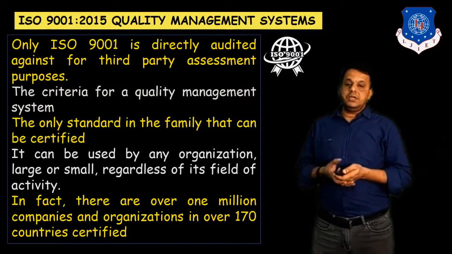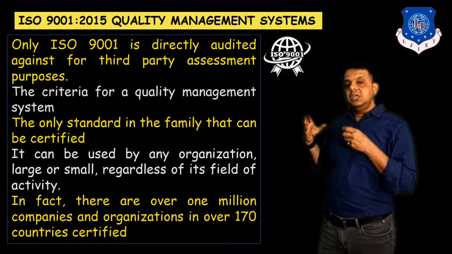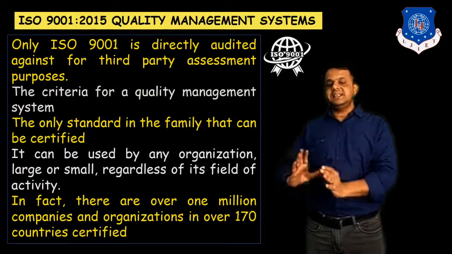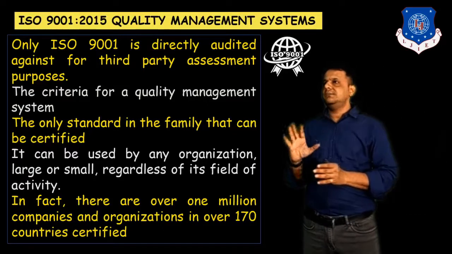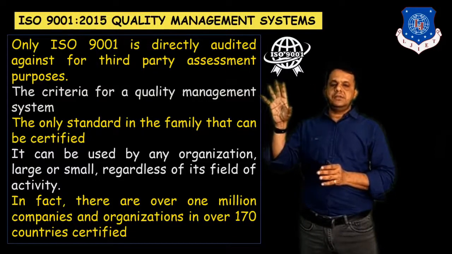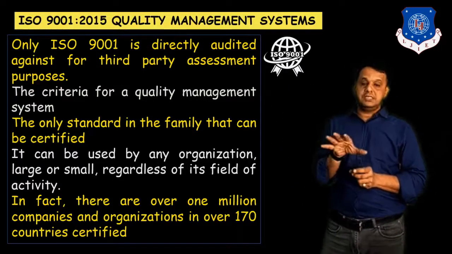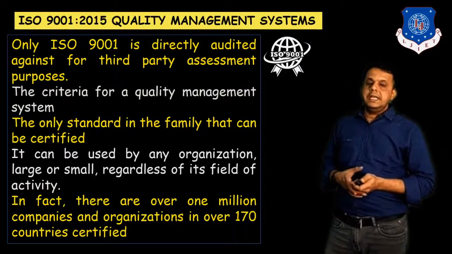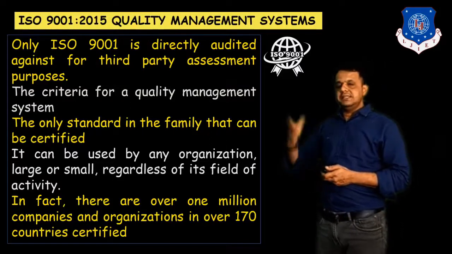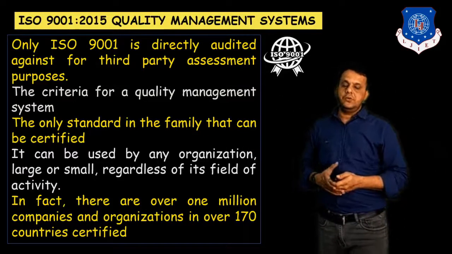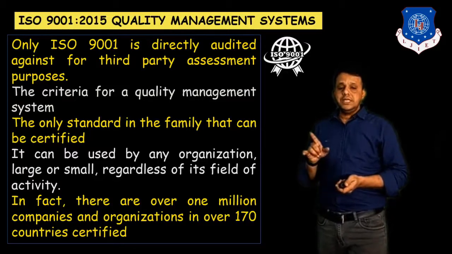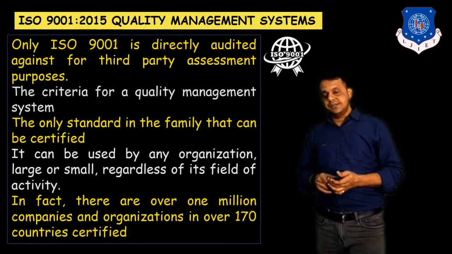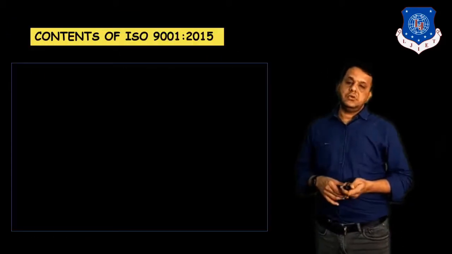It is the criteria for a quality management system, and it is the only standard. Please keep in mind, it is the only standard in this entire series that can be certified. Like you must have seen that the companies will be 9001 certified, not 9000 certified. It is 9001 certified, not 9002 certified or 9004 certified. Okay, and it can be used by any organization, like as I said previously, regardless of the field of application or activity. In fact, over 1 million companies across some 170 countries are certified under ISO 9001.